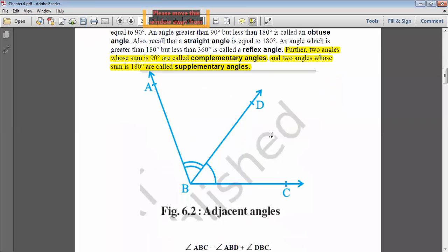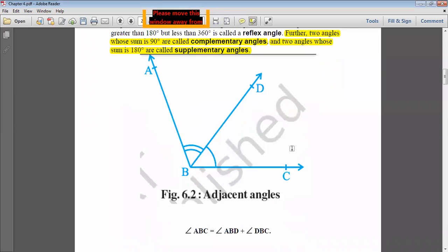Now we are going with adjacent angles. As the name suggests, adjacent angles are two angles which are adjacent, in other words, two angles having a common ray. Listen here, I'll show. See, consider angle ABD.